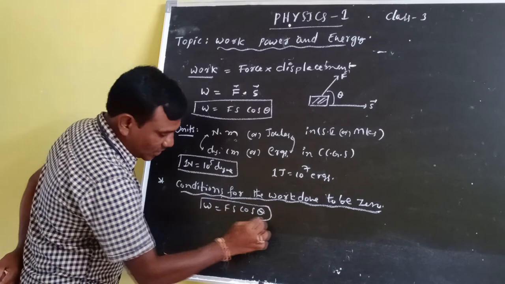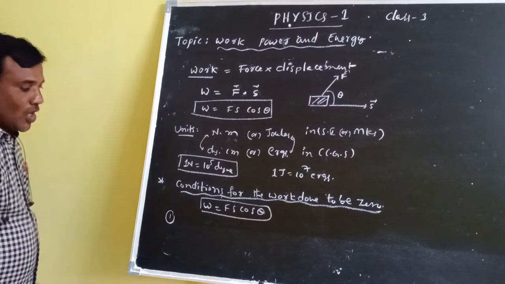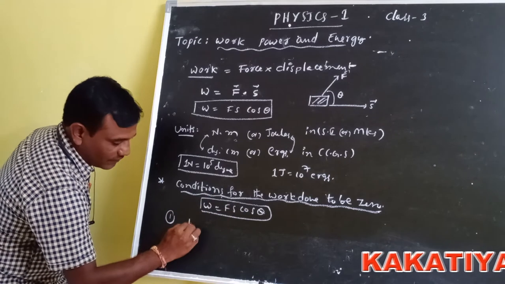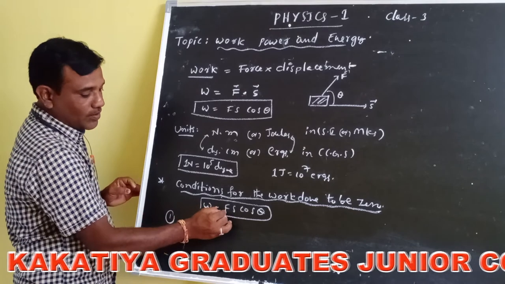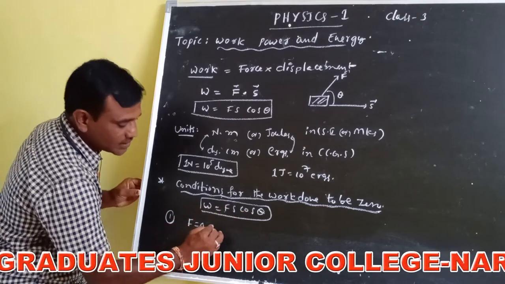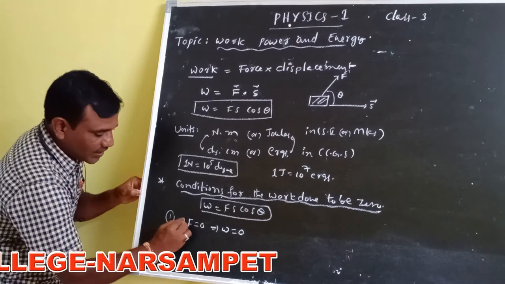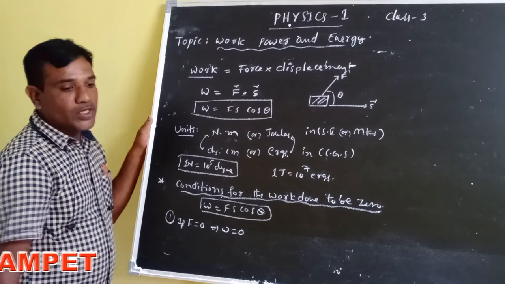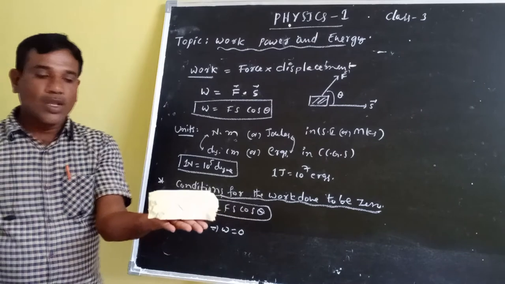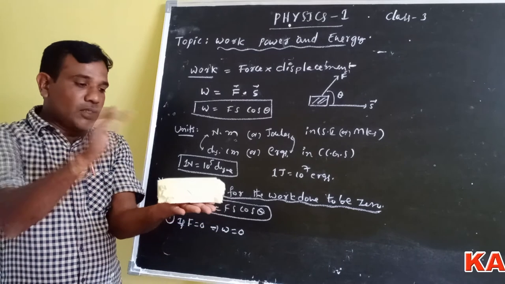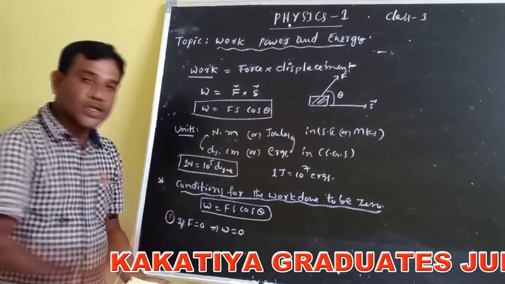From this equation we can write, what's the first condition? If the force F is equal to 0, then the displacement times 0 gives W equal to 0. That is the first condition: if F equal to 0, then W equal to 0. For example, consider one body. Here, no force acts on the body, so there is no displacement and no work, W equal to 0.